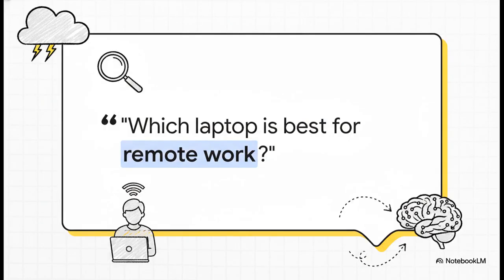And there it is. Look at that question. It's not a search for model number 73B or some other piece of code. It's a human question. It requires context. The user is asking for a recommendation based on what they need to do: remote work. This is where the AI really gets to shine.